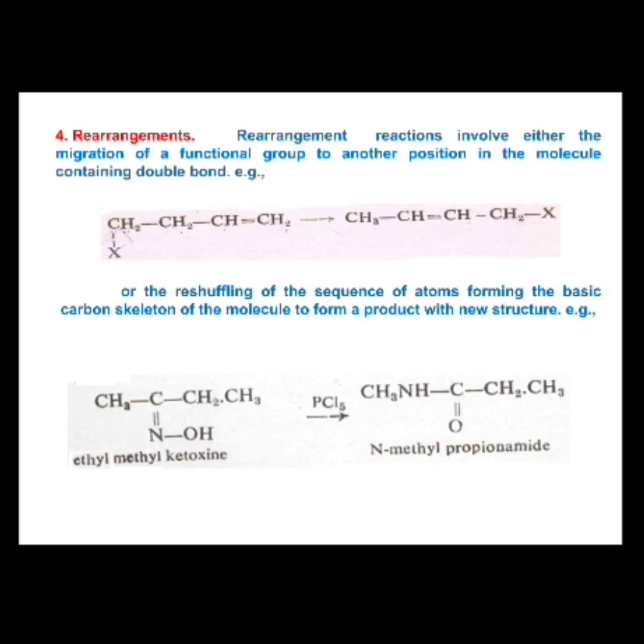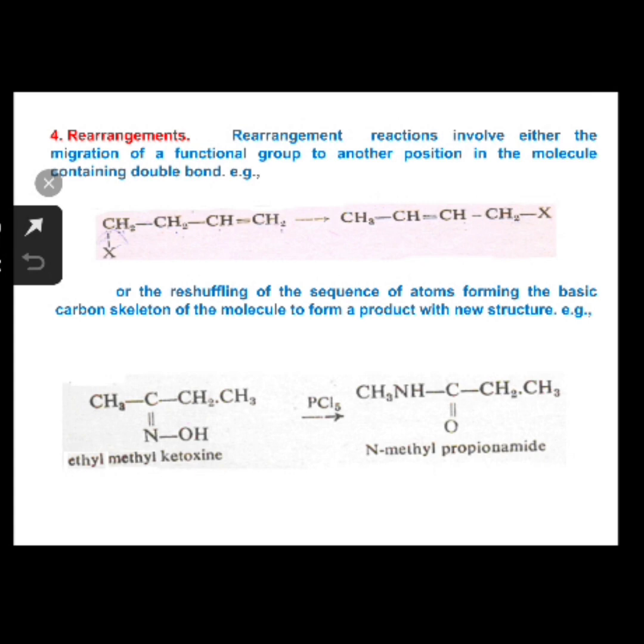Next reaction is a rearrangement reaction. Rearrangement reaction means just the migration of a functional group from one atom to another atom in a molecule. So I have given one example here. Here the X atom from the first carbon is migrated to the fourth carbon. This is one type of rearrangement.